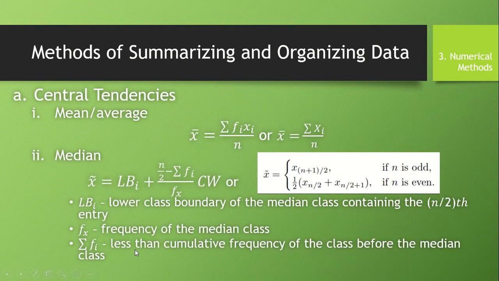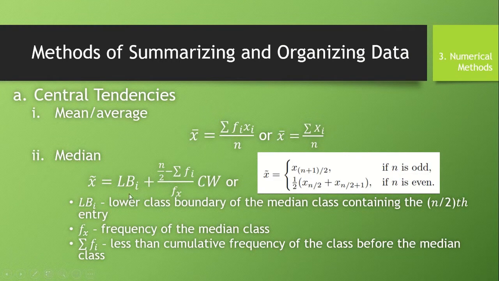After mean or average, we have the median. Median is another term for the middle value of your data. There are still two ways of calculating the median, for grouped and ungrouped data.